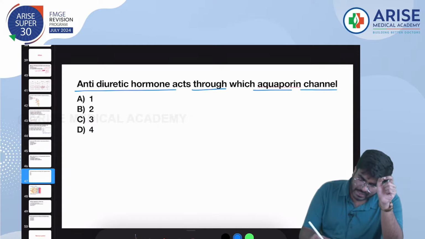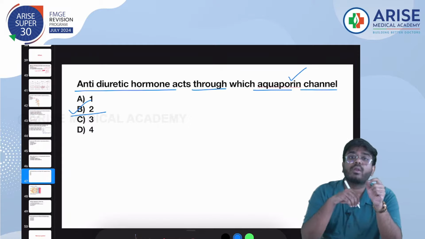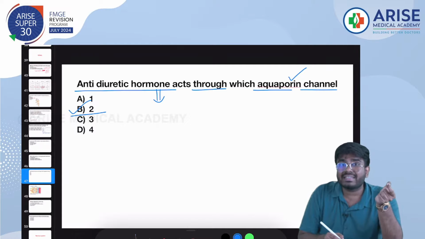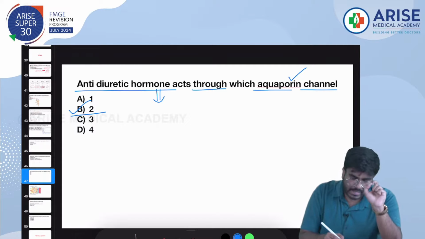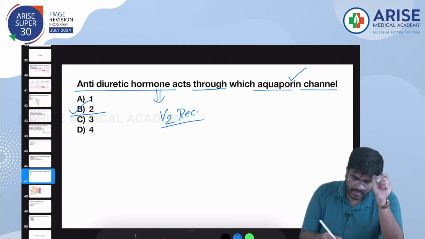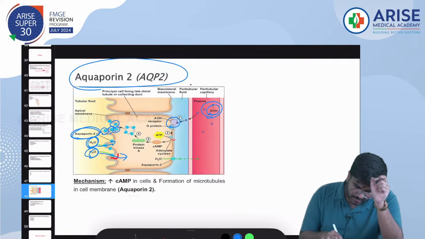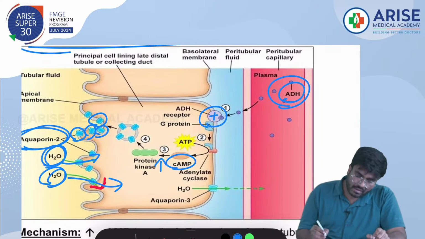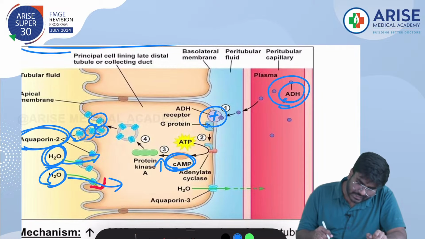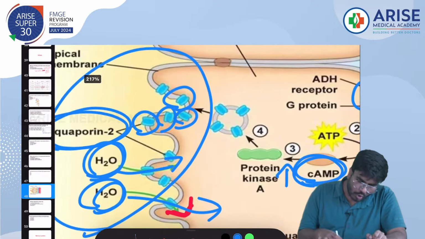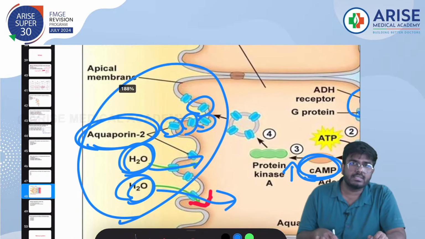Antidiuretic hormone acts through which aquaporin channel? Aquaporin 2. What is the receptor of antidiuretic hormone? On the collecting ducts, on which receptor will it act? Antidiuretic hormone acts on the V2 receptor. When you stimulate this V2 receptor, what will happen? Intracellular levels of cAMP will increase. V2 receptor activation is going to increase the intracellular levels of cAMP.